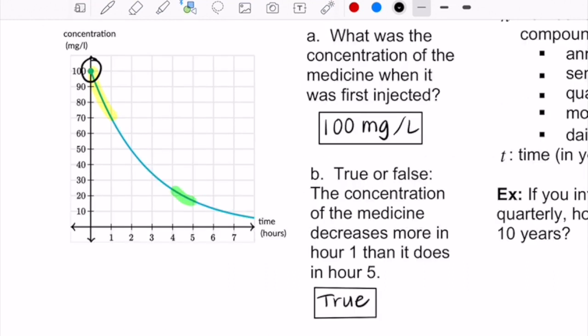Question C says, how long did it take for the concentration of the medicine to reduce to half? So for this one, if it starts at 100, we want to figure out when does it get down to 50. So looking at the graph, it gets down to 50. This is when it equals 50.